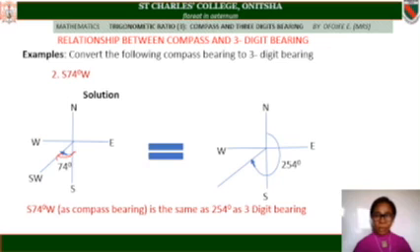Now, we want to convert it to 3-digit bearing. If you get to the second figure, you also see that the north, the west, and the east, they are also in dotted line. North 0 to south, that is from the middle to south, it is also dotted line.